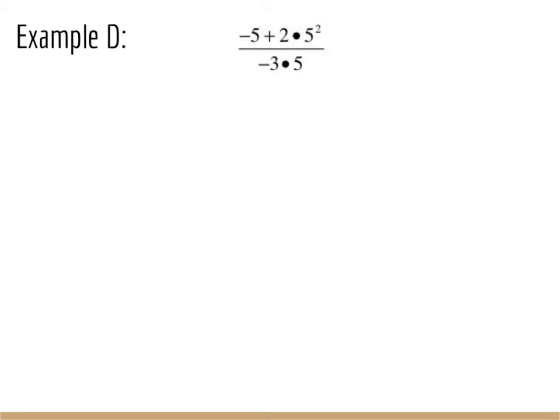Here we are, our final example, and you notice something different about this problem immediately. It is a fraction, a giant fraction. We have both a top and a bottom. When we have these type of problems, we're going to treat that giant bar, or the giant fraction symbol, as a grouping symbol. So we're going to do everything on the top first, then we're going to do everything on the bottom, and then we'll divide. So let's start with the top.